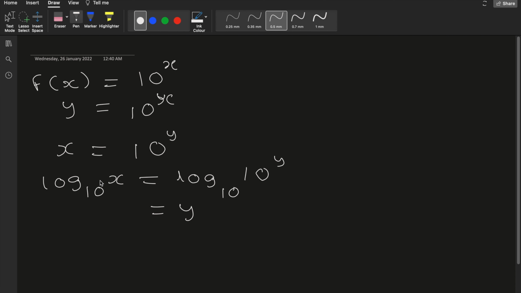So the inverse of 10 to the power of x is log x base 10, which can also be written as lg x. These two are equivalent. If they write lg, it means you have to assume that it is log base 10.